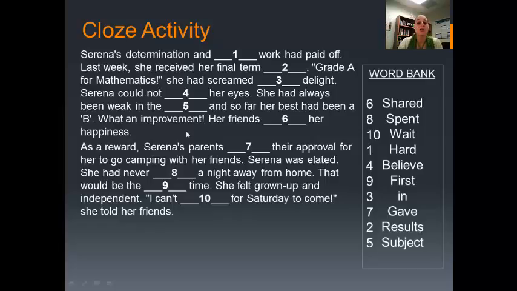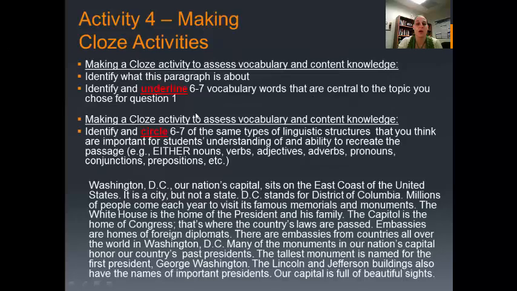Okay, so this is how closed activities can be used, both to test vocabulary knowledge in that content area and also to test syntactical or grammatical knowledge. So the next activity that I'd like you to do is activity 4, where you are going to be making closed activities. The document that contains this information is going to be listed in the session that you're watching this video. It's under activity 4, and it'll have some spaces for you to fill out some of these things that I'm asking you to do.